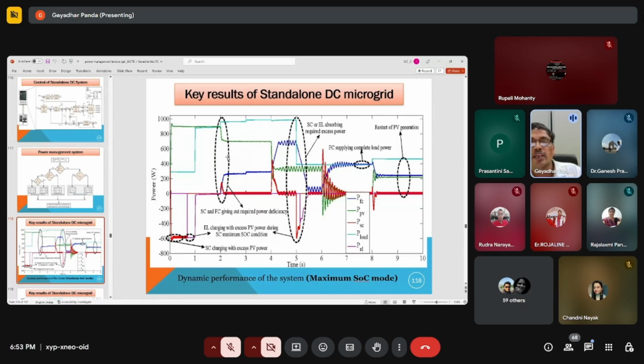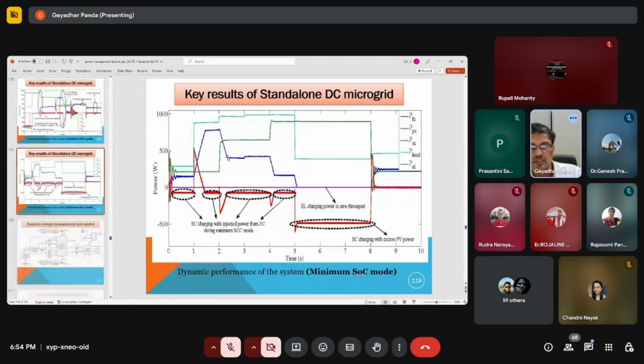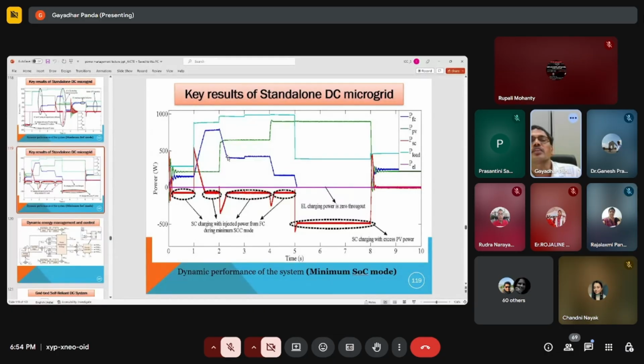That concept we have taken, so that the operation will be in such a way that the battery and supercapacitor should not go below the SOC minimum, and it should not be also overcharged. It should not go beyond the SOC maximum. In those cases, we have simulated and published this work. That time it was just the initial stage of power management. That's why it was published in an IEEE transaction. Now a lot of so many papers are there.